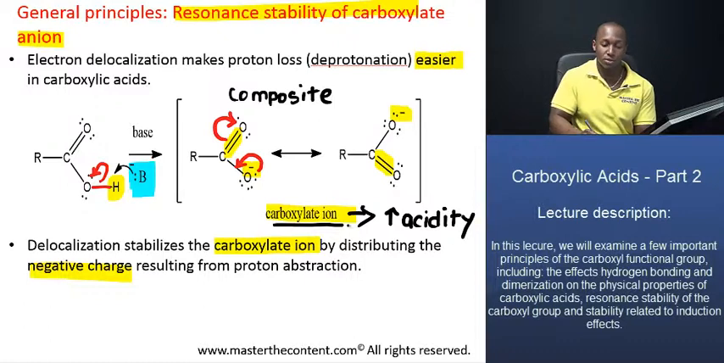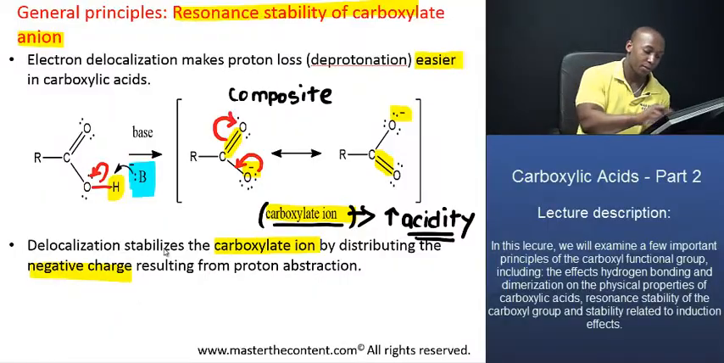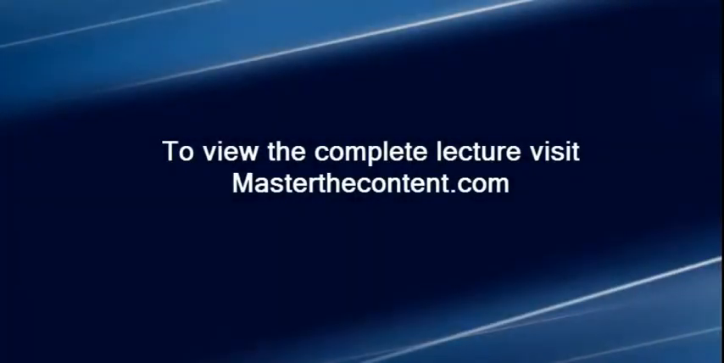A more stable carboxylate ion means that the deprotonation step that produced it is easier. It's more energetically favorable. A stable carboxylate ion means that you have increased acidity of the acid from which it was formed. So we're going to move on.